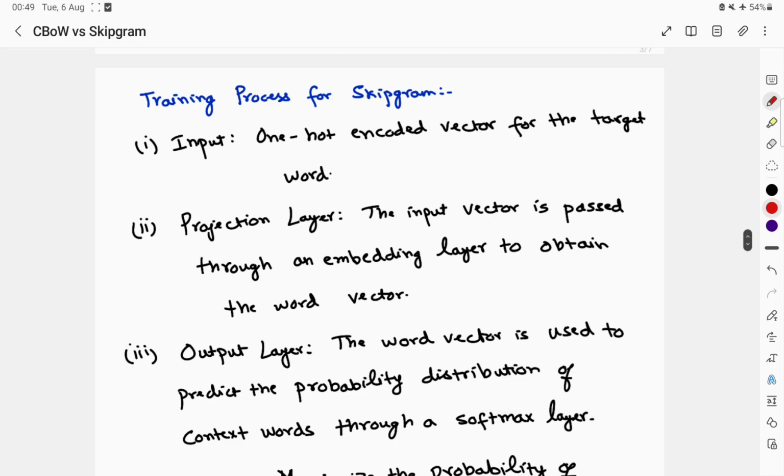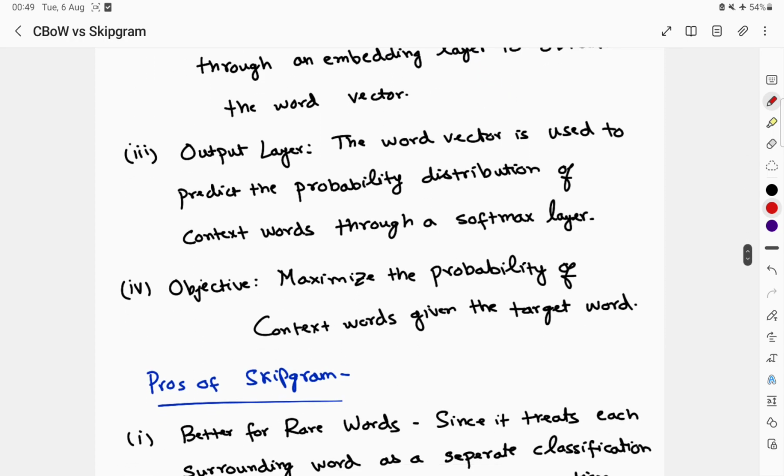The training process for Skipgram is as follows. You start with your input layer as the one hot encoded vector for the target word. Now your input becomes your target word, and what you're trying to predict are the context words. In the projection layer, the input vector is passed through an embedding layer, which you learn during the training phase, and this is the representation of your word. Passing the input vector through this embedding layer gives you the word vector. In the output layer, the word vector is used to predict the probability distribution of your context words through a softmax layer. The objective here is to maximize the probability of your context words given your target word.